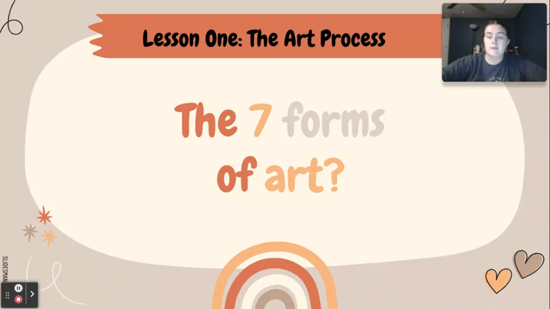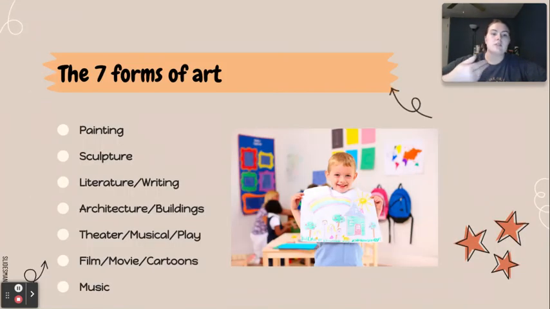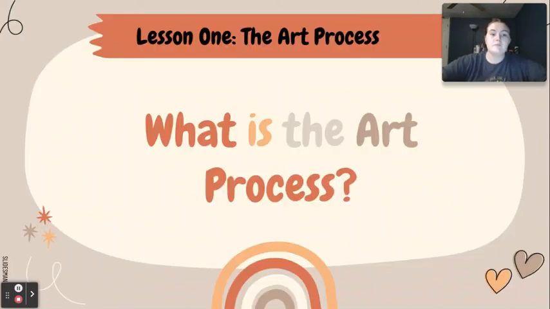So what are the 7 forms of art? We already went over the visual, writing, and musical. So now we're going to move on to the forms of art. For visual, there's painting and sculpture, which are art that you can see. There's literature, writing, architecture, buildings, theater, musicals, plays, films, movies, cartoons, and music.